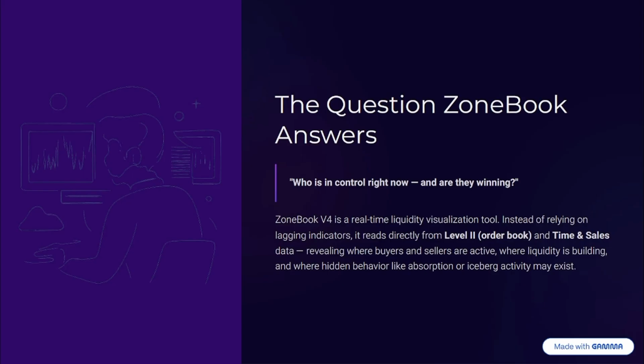The question Zonebook answers: who is in control right now, and are they winning? Again, Zonebook version 4 is a real-time liquidity visualization tool. Instead of relying on lagging indicators, it reads directly from level 2 order book and time and sales data, revealing where buyers and sellers are active, where liquidity is building, and where hidden behavior like absorption or iceberg activity may exist. It also shows where resting orders are sitting waiting to be filled. Once the order is filled, it will disappear from the chart.